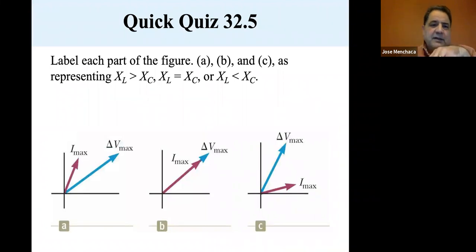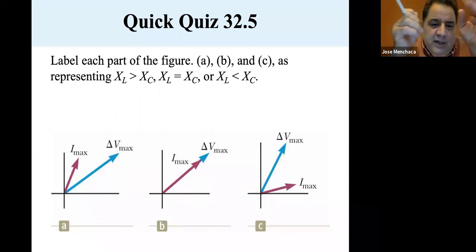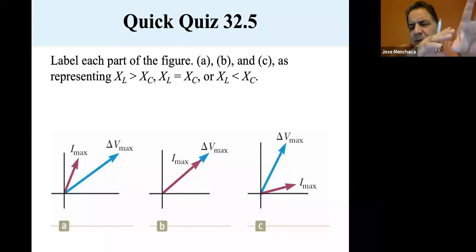Okay, so let's label each part of the figure, A, B, and C, as representing the inductive reactance greater than the capacitive reactance, the inductive reactance equal to the capacitive reactance, or the inductive reactance less than the capacitive reactance. So in A, what is leading here? Remember, this is going around counterclockwise. Well, what's first? I max is leading. So that means it's principally capacitive. So it's got a greater capacitive reactance than inductive reactance, so X sub L is less than X sub C. In B, well, they're together, so there's zero phase angle. So X sub L equals X sub C.